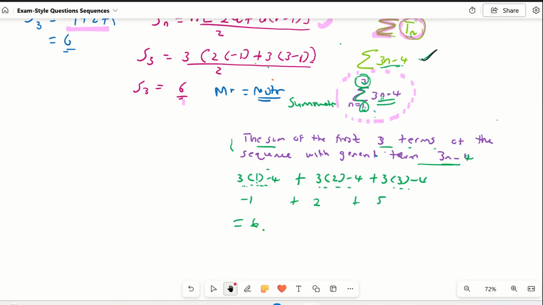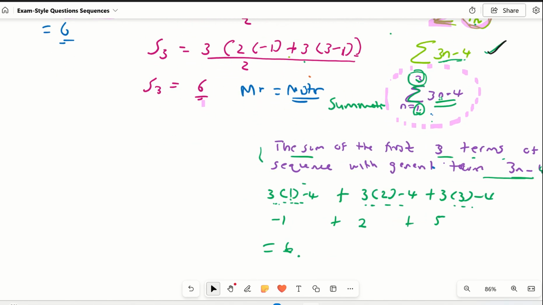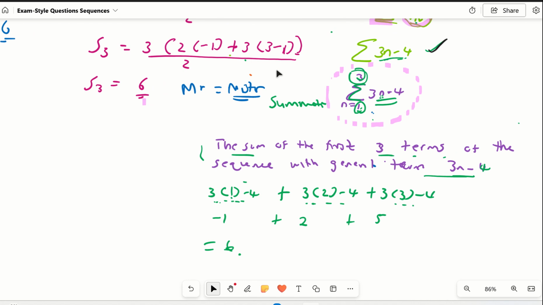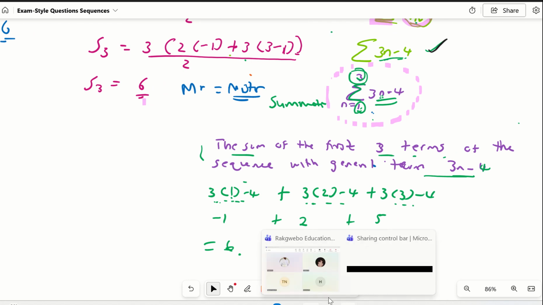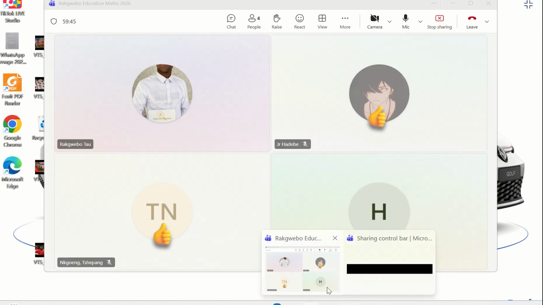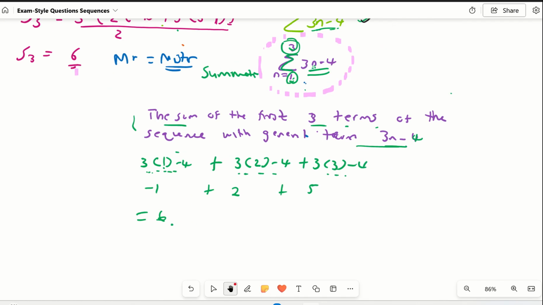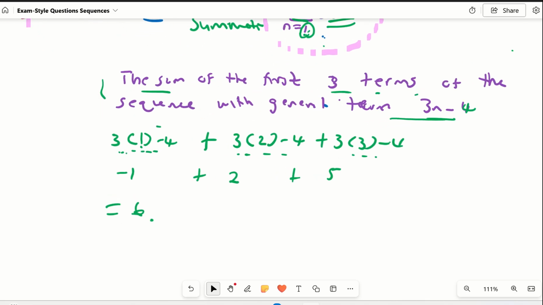Do you guys see how we use sigma notation to find the sum of the first 3 terms? Yes, no, maybe, yes. Please ask if you don't. Everybody's good, yeah? Charlie, are you fine? Nkgoeng and Junior happy? All right. God is great. So yeah, that's about that.